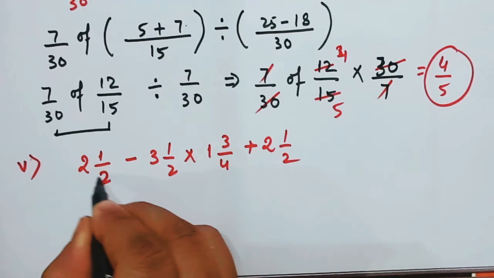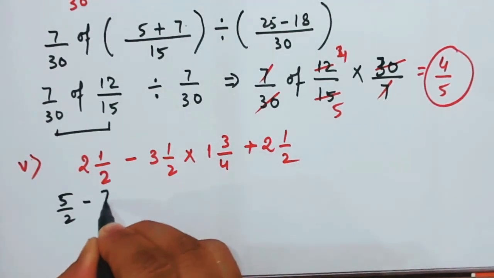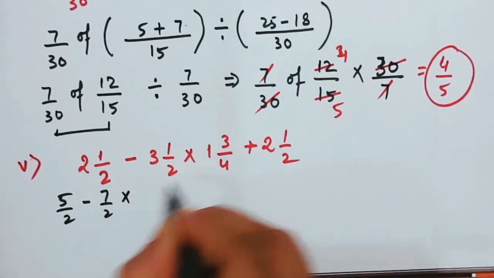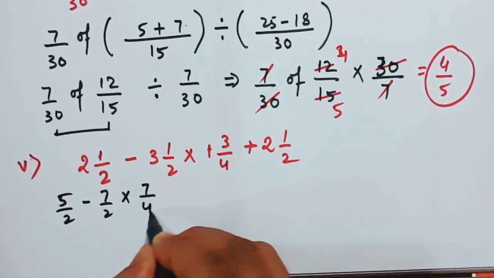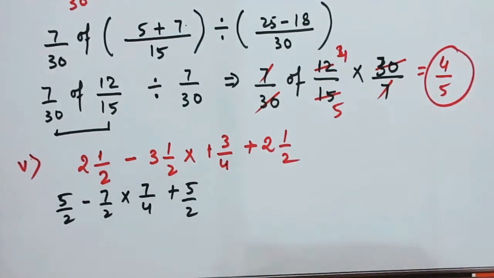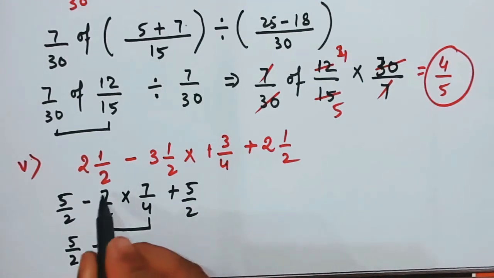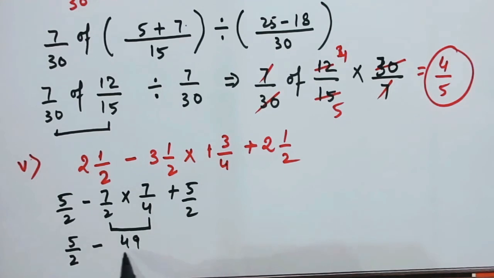So 2 2s are 4 plus 1, 5 by 2. 5 by 2 minus 3 2s are 6, 7 by 2. Okay, times 4 1s are 4, 7 by 4. Plus 2 2s are 4 plus 1, 5 by 2. You can see that here this portion can be solved first. So let us solve 5 by 2. Here we have quite a lot of space. 5 by 2 minus 7 7s are 49 by 4 2s are 8 plus 5 by 2.